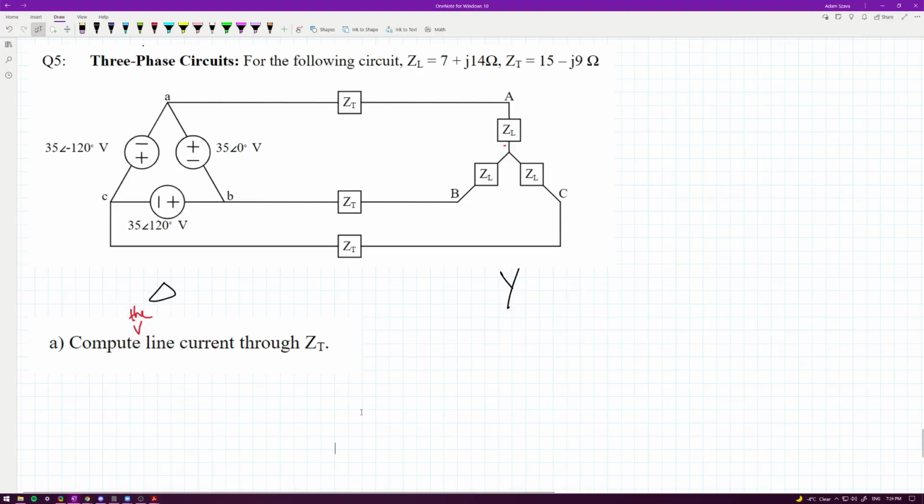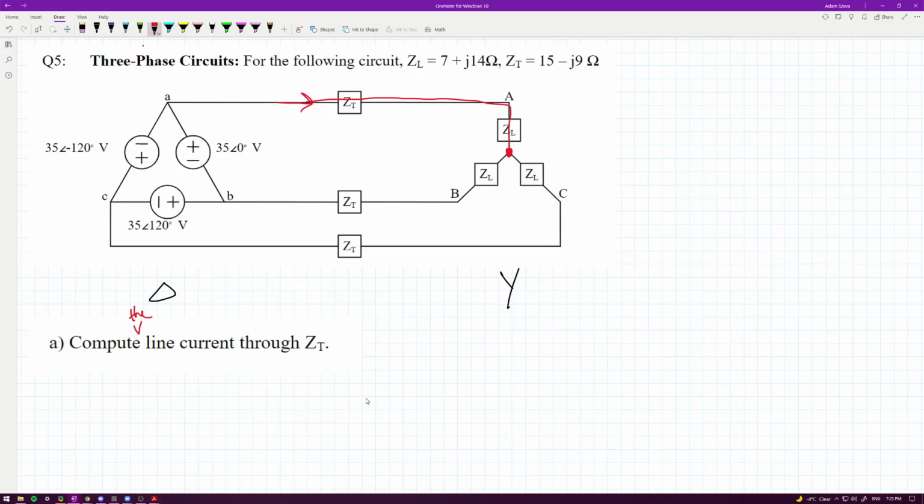Compute the line current through ZT. The line current is the current that goes through, well, it goes through here, right? But let's try to understand what the loop is, the loop that it's going through. So it definitely goes through here, it goes through here, and then what happens here is essentially the question. Like, what's going on here, right?